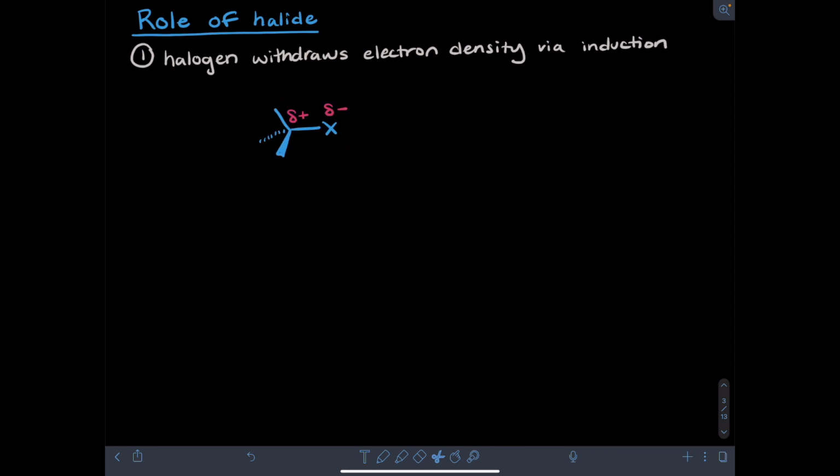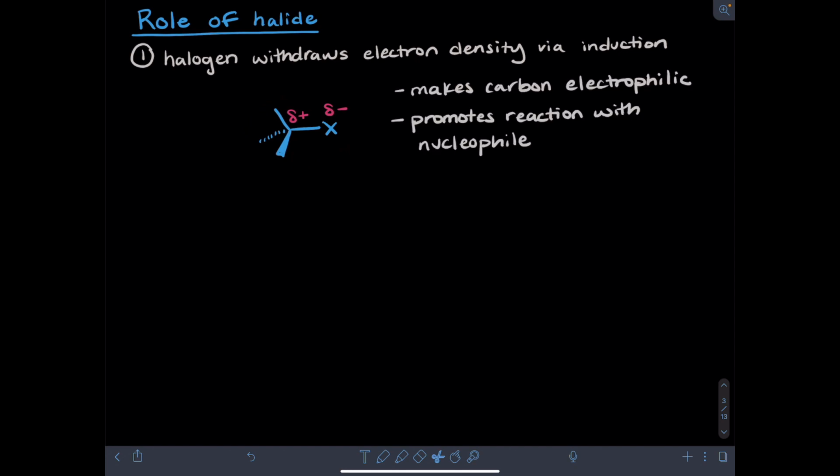Due to the electronegativity difference between carbon and the halide, the carbon is partially positively charged, and the halide is partially negatively charged. The presence of this polar bond makes the carbon electrophilic, and recall that electrophiles tend to react with electron-rich molecules known as nucleophiles. So by depleting carbon of electron density, we're going to make it more reactive with electron-rich molecules.